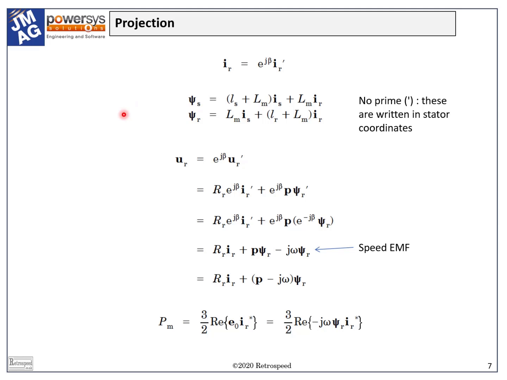When we substitute this transformation into the voltage equation, we find two kinds of induced EMF emerging from the chain rule of differentiation with respect to time. Boldface P is d by dt. So one of these terms, the P term, is the so-called transformer EMF, and the other one, the j omega term, is the so-called speed EMF or rotation EMF. The speed EMF arises from the differentiation of the transformation function e to the j beta itself.